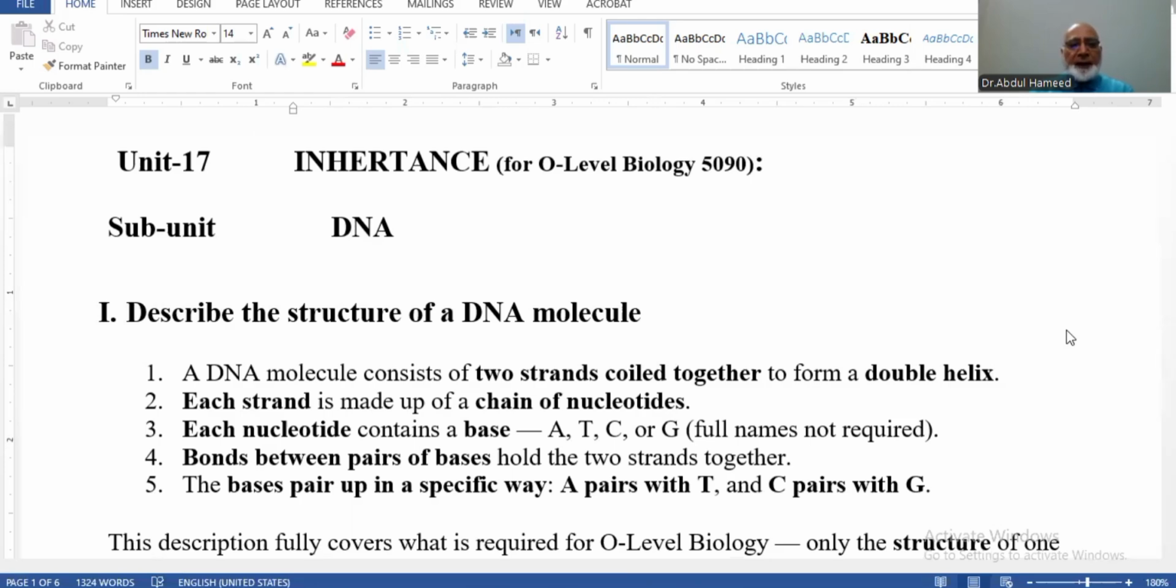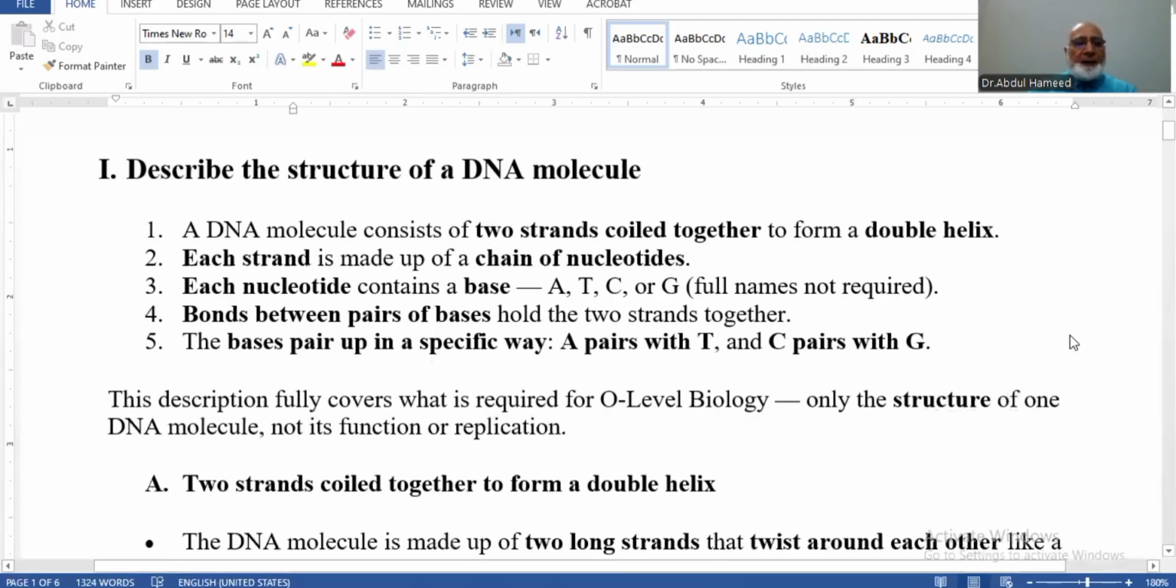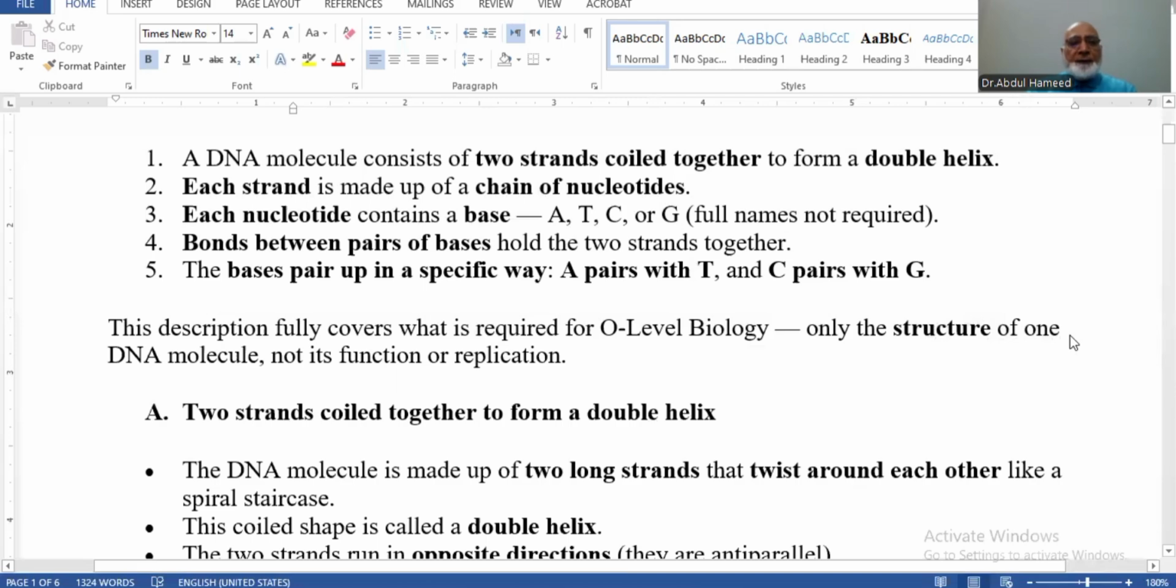Each nucleotide contains a base A, T, C, or G, and full names are not required at O-level syllabus. Bonds between pairs of bases hold the two strands together. We will discuss what type of bond is there. The bases pair up in a specific way, that is, what is the pairing sequence. So this description fully covers what is required for O-level Biology 5090. Only the structure of one DNA molecule, not its function or replication, is required in O-level syllabus.